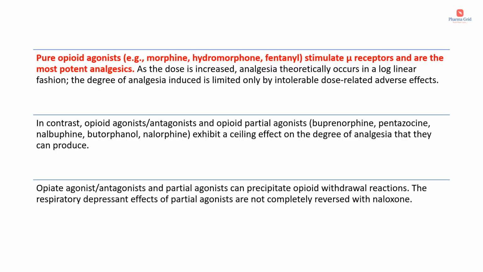Pure opioid agonists, for example morphine, hydromorphone and fentanyl, stimulate mu receptors and are the most potent analgesics. As the dose is increased, analgesia theoretically occurs in a log linear fashion. The degree of analgesia induced is limited only by intolerable dose-related adverse effects. In contrast, opioid agonist-antagonists and partial agonists, for example buprenorphine, pentazocine, nalbuphine, butorphanol and nalorphine, exhibit a ceiling effect on the degree of analgesia that they can produce.